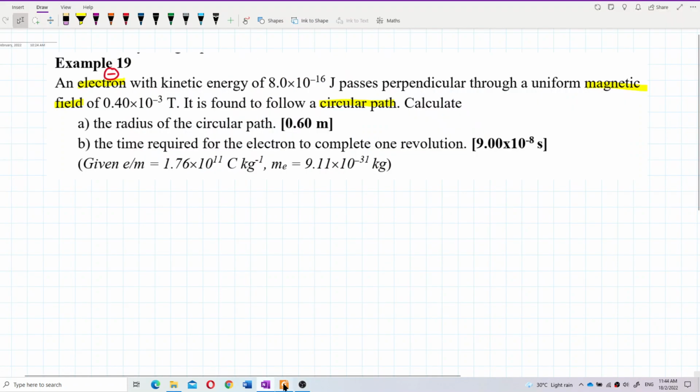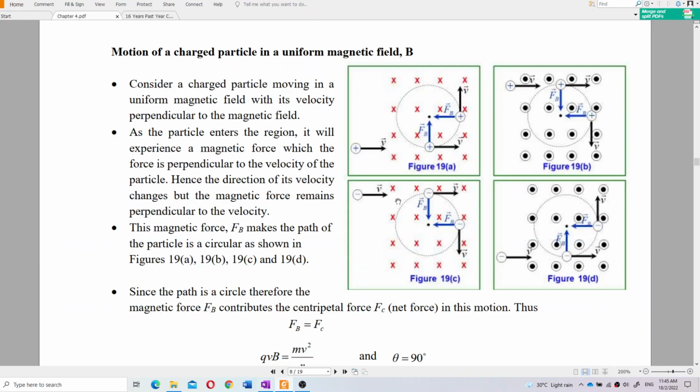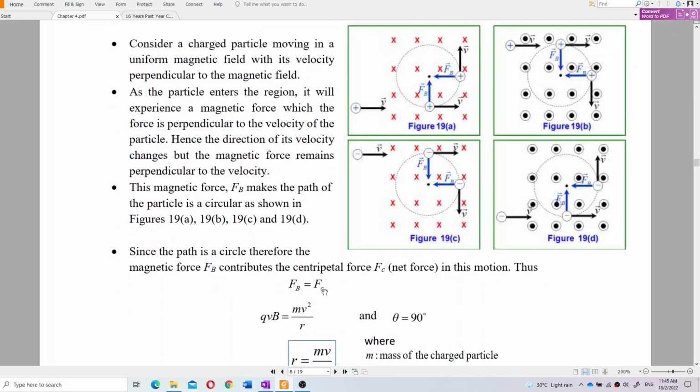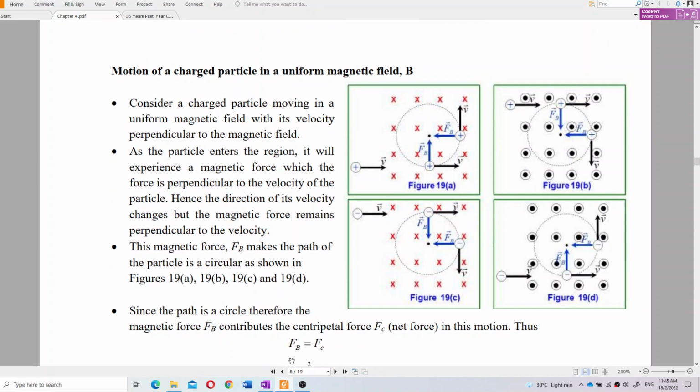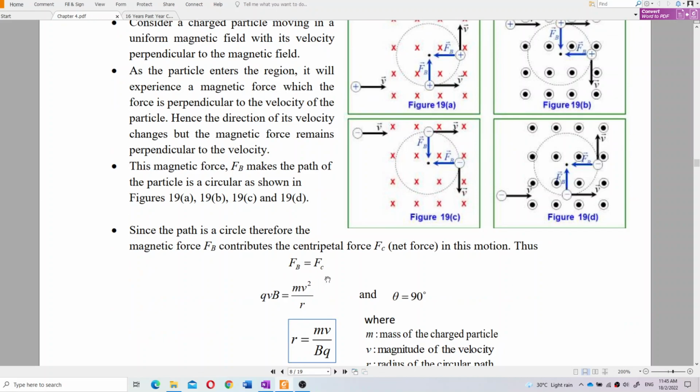So it is the motion of a charged particle in a uniform magnetic field, like this electron moving in a magnetic field. So it makes a circular path. Maybe it's clockwise or maybe it's anti-clockwise, depending on the direction of the magnetic field and the direction of the magnetic force. The magnetic force F_B equals the centripetal force F_C.